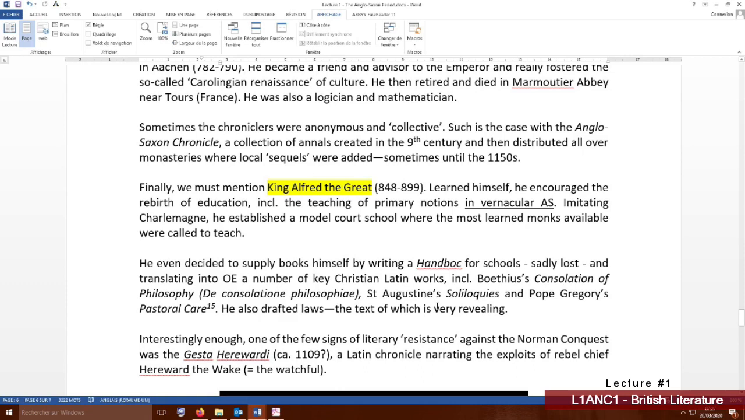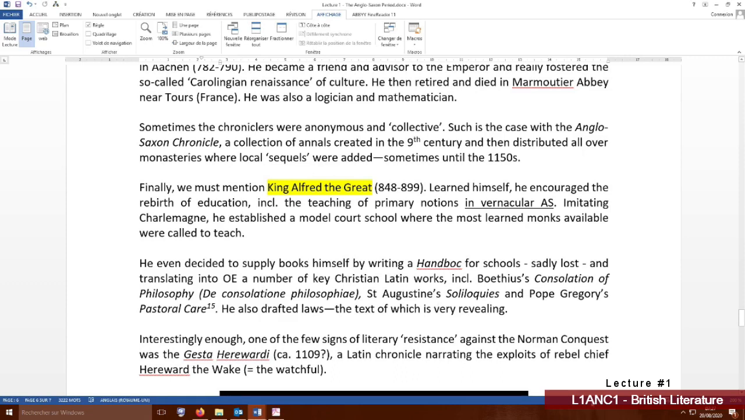He supplied books himself, more exactly manuscripts, by writing a handbook for schools. Well, sadly it's lost. He also translated into Old English a number of key Christian Latin works, including the Boethius, the Consolation of Philosophy, or books by St. Augustine or Pope Gregory. He drafted laws, the text of which is always very interesting.